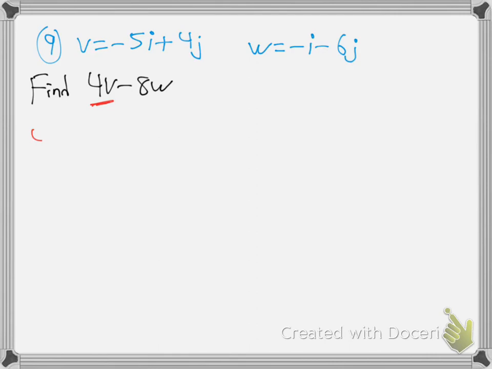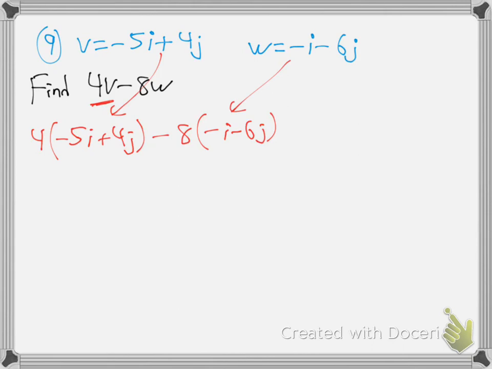So 4 times vector v. So I'm just going to write it there. Minus 5i plus 4j minus 8 times vector w. So there's vector v. There's vector w. Good so far. And then just distribute and combine like terms, right? So what do we get?